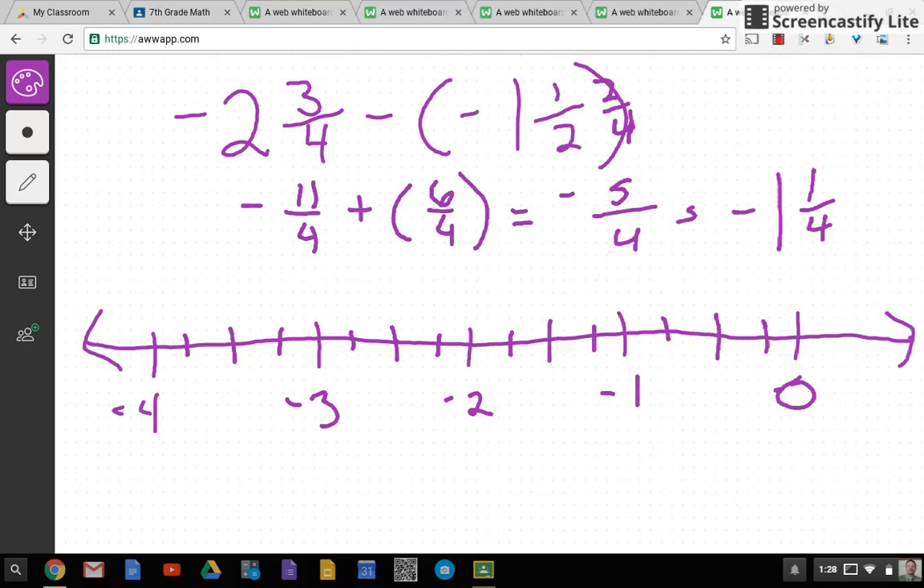Remember, I am subtracting a negative number, which moves to the right. So I'm going to start off at 2 3/4, which is there. And I'm going to move back 1 1/2. So moving back 1 is going to put it right here. And moving back 1/2, which is 2/4, puts it there. So that is a negative 1 1/4 is what that is. So that is another model that matches perfectly.